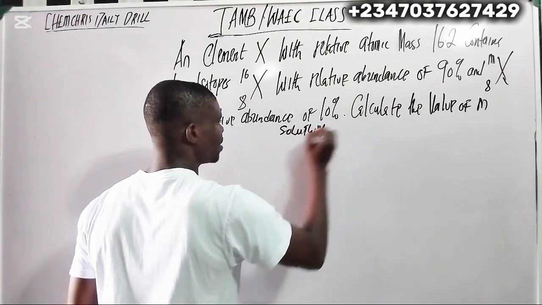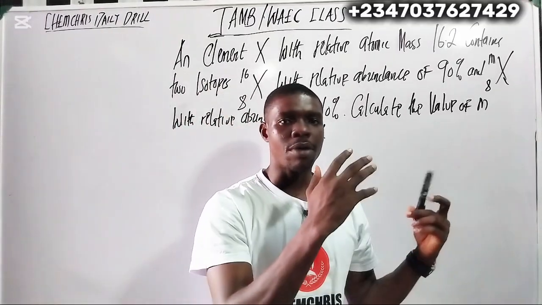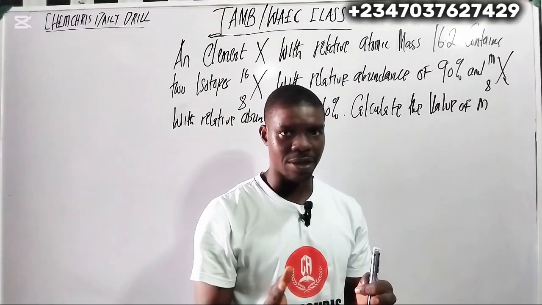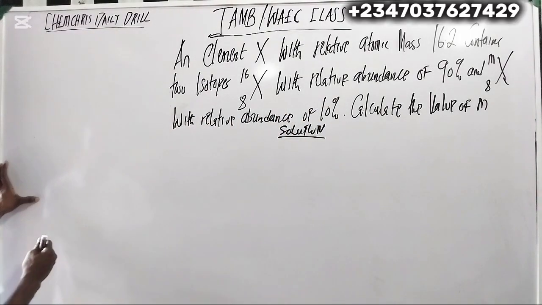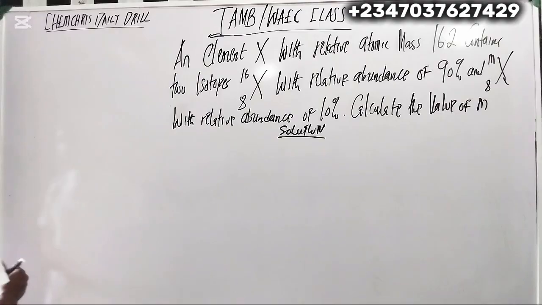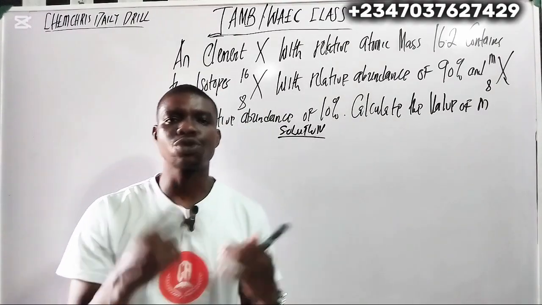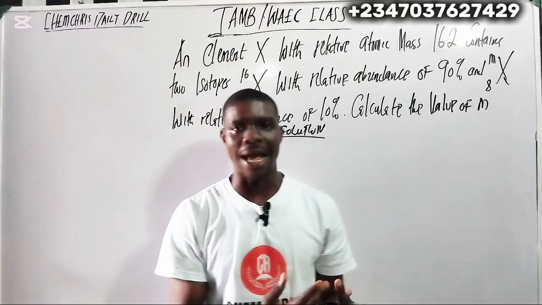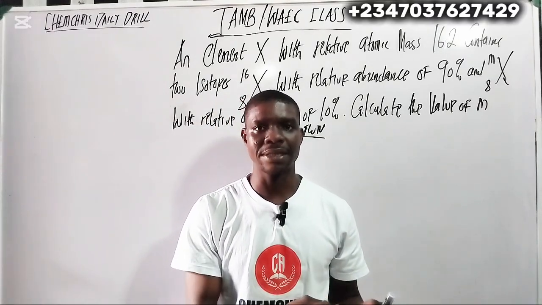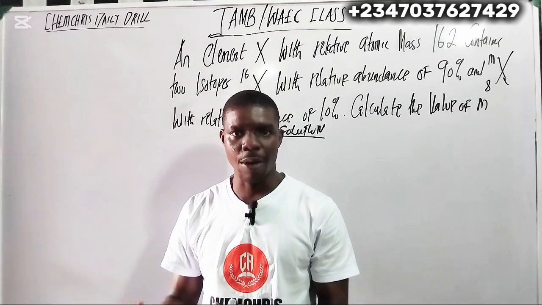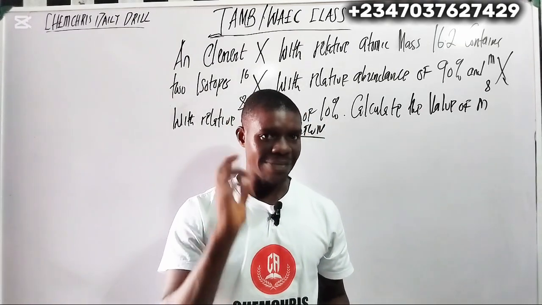Solution. Now, when you are solving a question that relates to isotopy, there is a simple formula you need to know, which I'm going to show you. Please pay close attention here. Let us say the element has two isotopes. Now, what is isotopy? The phenomenon whereby atoms of the same element have the same atomic number but different mass number. You need to understand that definition.